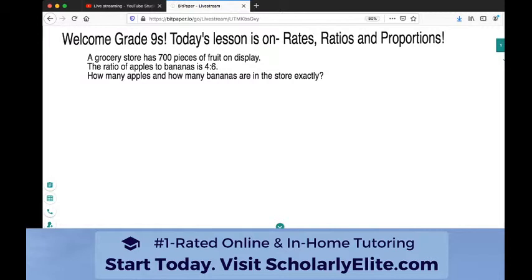Alrighty, guys. So when we talk about a ratio, in this question, we'll call it Q1, it says a grocery store has 700 pieces of fruit on display. The ratio of apples to bananas is 4 to 6. So how many apples and how many bananas are in the store exactly? Well, one thing I want us to understand is that ratios work proportionally, and that's why this unit has all three of these things, because they are very much related.